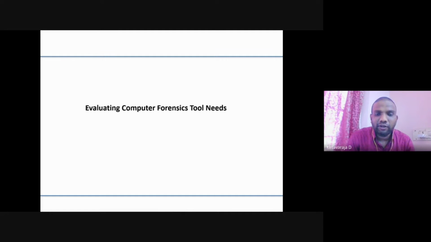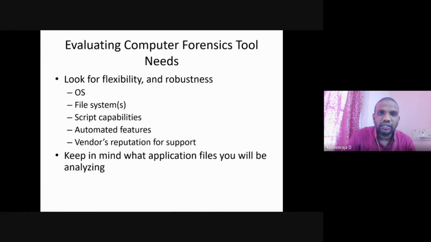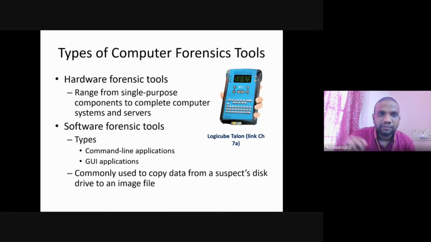So, evaluating computer forensics tool needs. Normally each and every forensics tool needs flexibility and robustness, support for operating systems, file systems, and script capabilities, and automated features. In addition to that, vendor support. So these are some of the basic things a forensics tool needs. Anyway, there are two major categories of forensics tool: hardware forensics tools and software forensics tools.